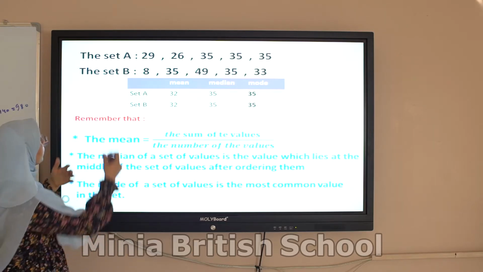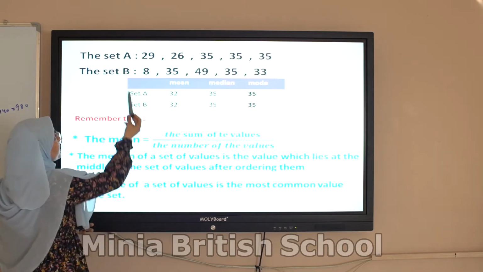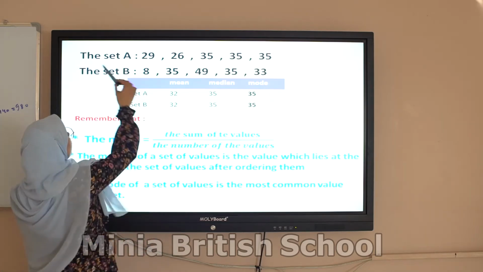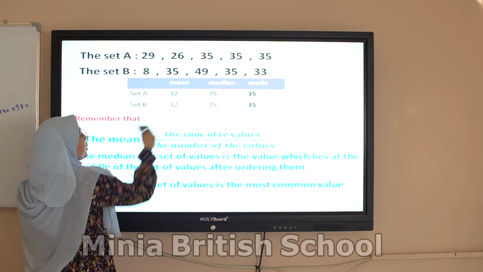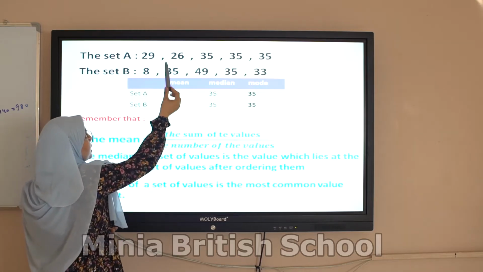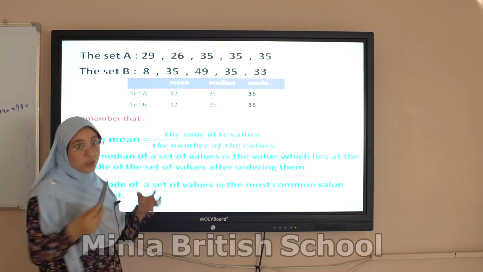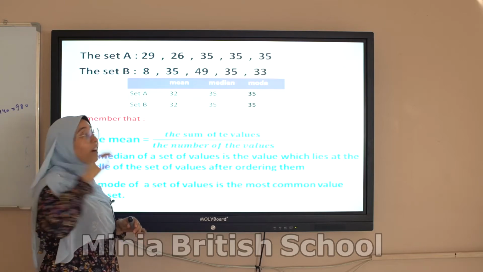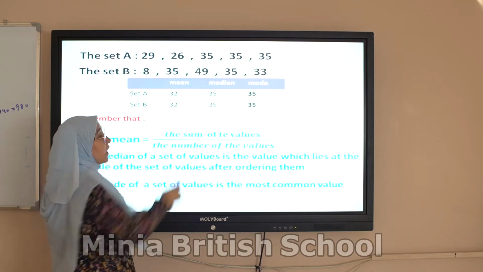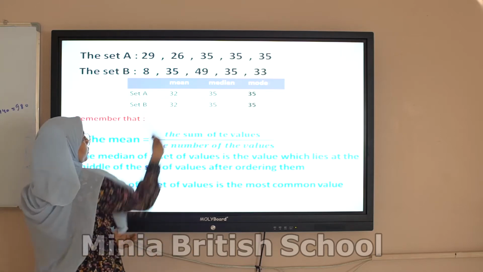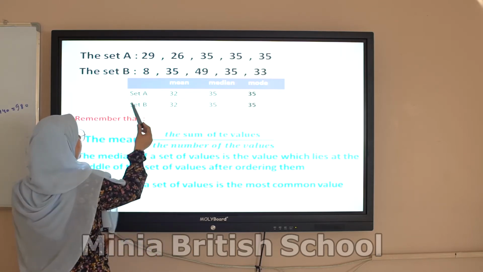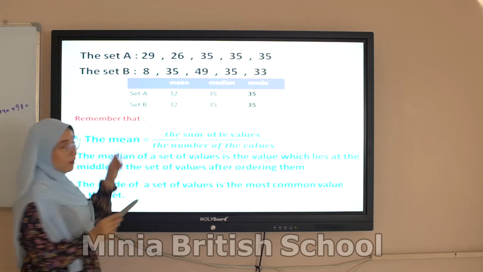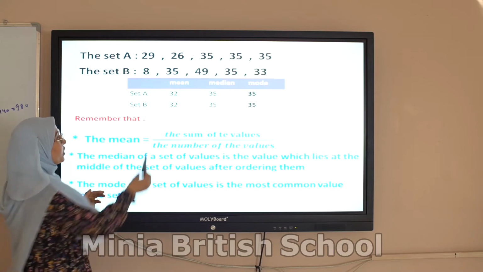Okay. Here the mean of the first set, set A, equals 32. If you calculate the mean of the set A, we get 32. How? 29 plus 30 plus 26 plus 35 plus 35 plus 35 divided by 5, because I have 5 values here. 1, 2, 3, 4, 5. So the mean equals 32. Also, the mean of the set P is what? It is 32. If you add the 5 values here divided by 5 equals 32.